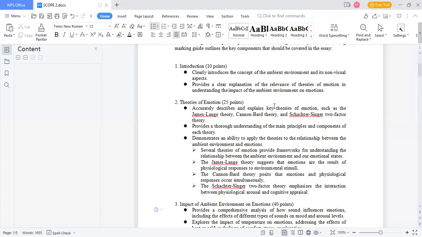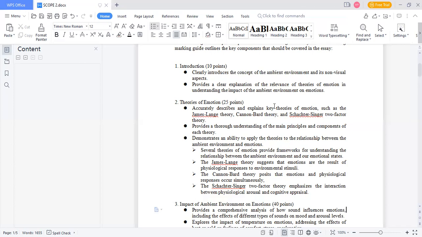The Schachter and Singer two-factor theory. Forgive me for the pronunciation if I pronounce it badly, but I've tried my best. And also provide a thorough understanding of the main principles and components of each theory. So you have to understand the major components or important factors of each theory, and also demonstrate an ability to apply the theories to the relationship between the ambient environment and emotions.